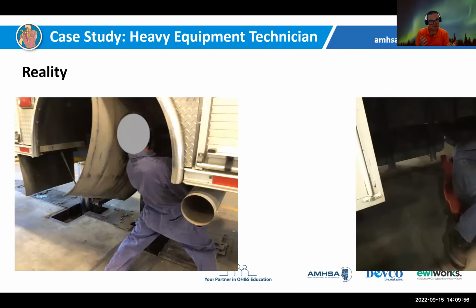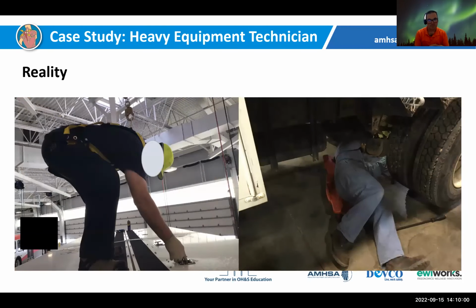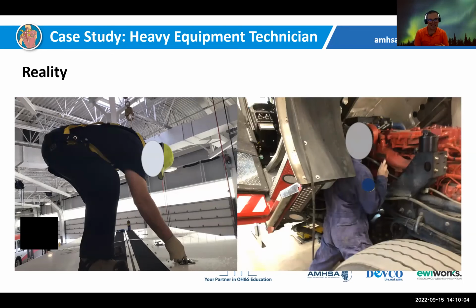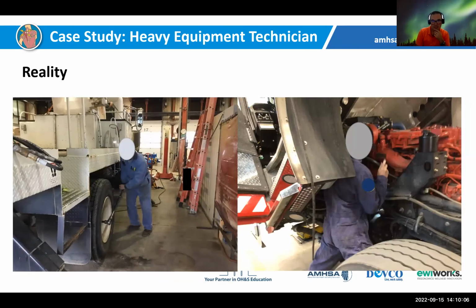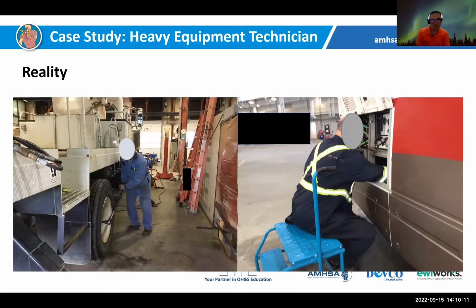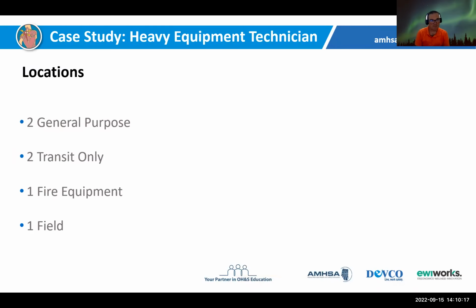The reality is there's lots of awkward postures. Guys working on creepers, workers on roofs and harnesses. Guys might be inside an engine compartment, using high forces to torque, reaching in awkward places. They might be working in a pit. They might be outside. So again, the perception versus the reality, highly different here, right?